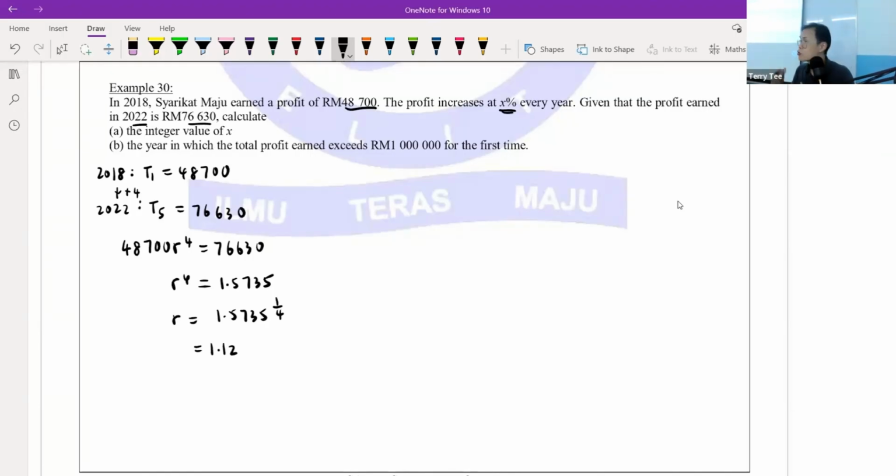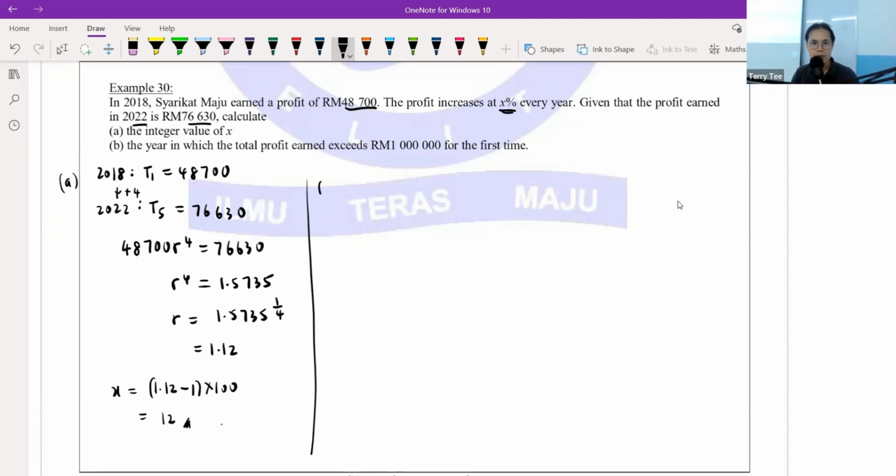Okay, 1.12 means what? This is the common ratio, in percentage. You need to minus 1 and multiply by 100 to get 12%. Actually, I shouldn't write percent because this X is already in percent. So it's 12. Meaning the company's profit is actually growing at 12% a year, every year increased by 12%.